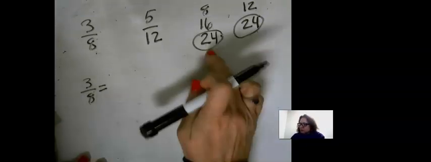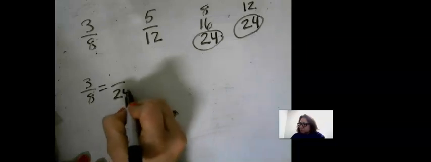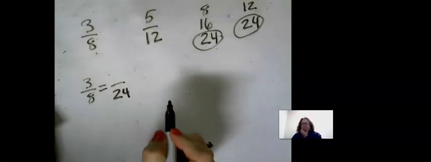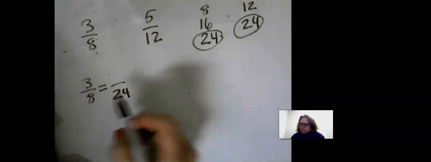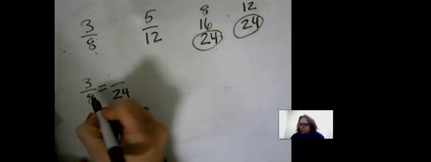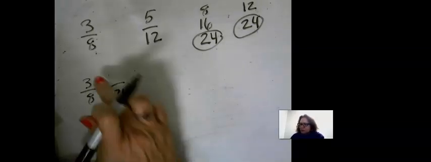So what I can do is I can say that 3/8 equals a certain number of 24ths. Well, to get from this 8 to this 24, what I really did was 8 times 3.